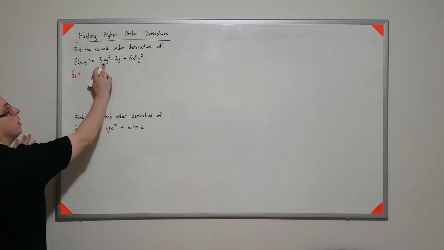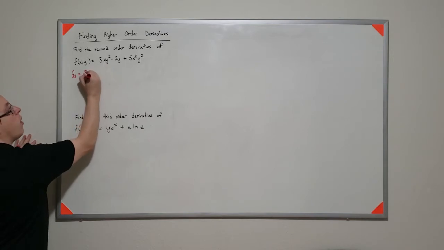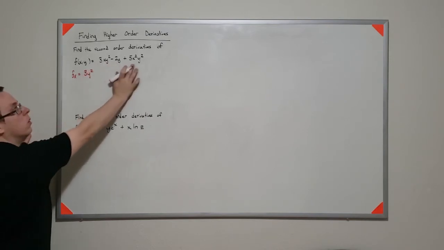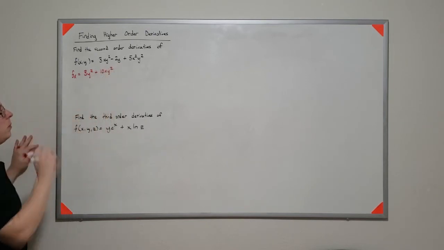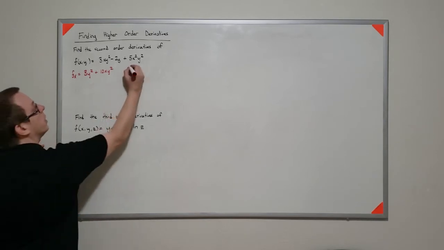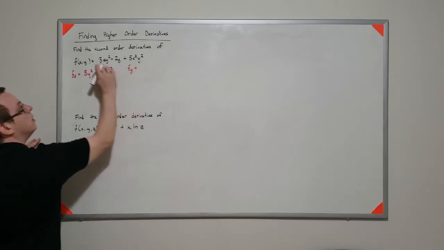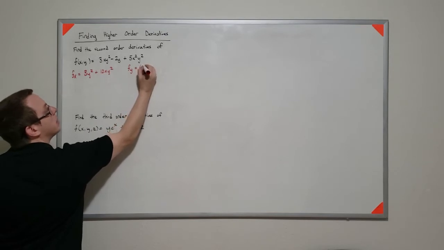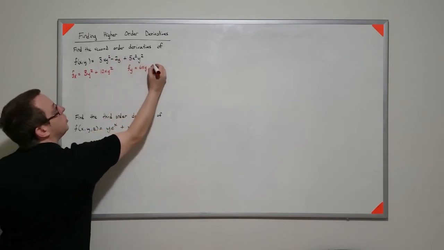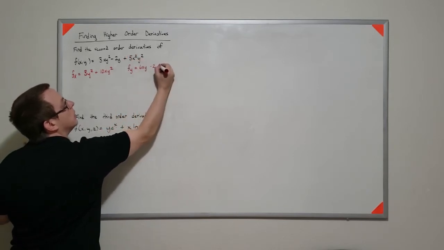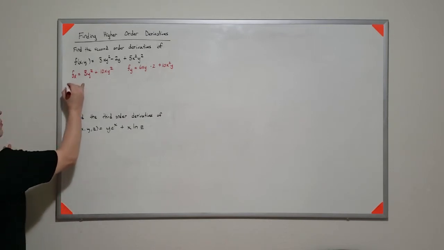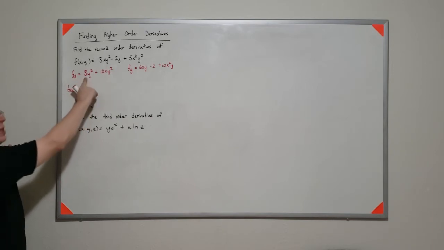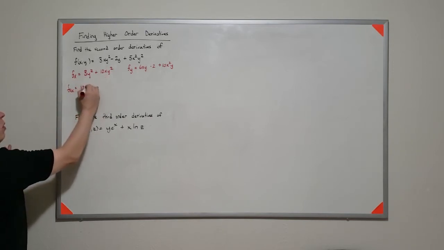So fx, we treat x as constant, so this is 3y squared. That's 0, and this becomes 10xy squared. And so then let's get fy. So that's going to be 6xy minus 2 plus 10x squared y. Okay? So then when I get fxx, that's going to be 0, and that's going to be 10y squared.